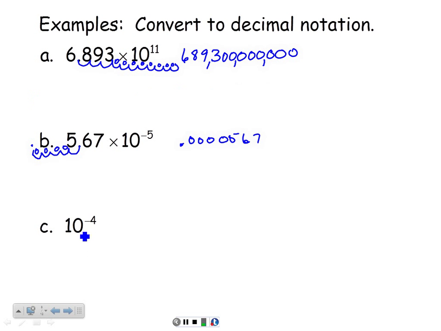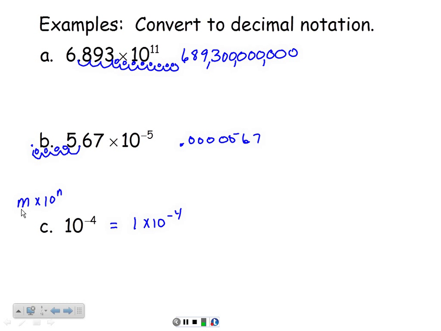Now, 10 to the negative 4. Something is missing. Because remember, scientific notation is always m times 10 to a number. And so here is our 10 to the n, 10 to the negative 4. So m is missing. Well, remember, m can be equal to 1. And I can multiply 1 times anything and not change a thing. And so this can be understood as 1 times 10 to the negative 4.